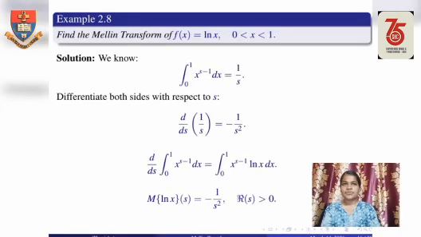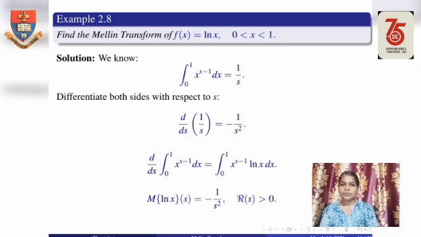Example 3. Find the Mellin transform of f of x equal to ln x with x greater than 0. Solution: integral 0 to 1 x power s minus 1 into dx equal to 1 by s. Differentiating both sides with respect to s, we get d by ds of 1 by s equal to minus 1 by s square. That gives d by ds into integral 0 to 1 x power s minus 1 into dx equal to integral 0 to 1 x power s minus 1 ln x dx. Now applying, the Mellin of ln x of s equal to minus 1 by s square for real part of s greater than 0.